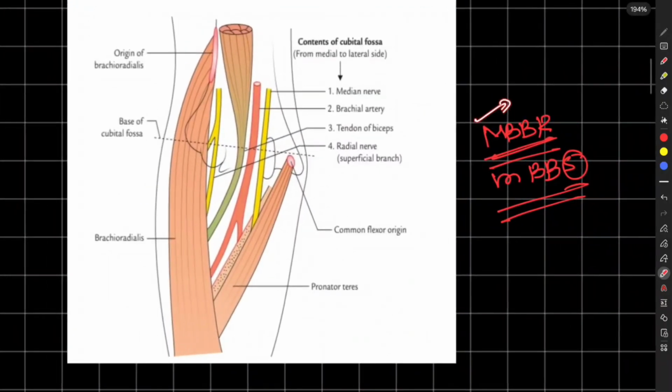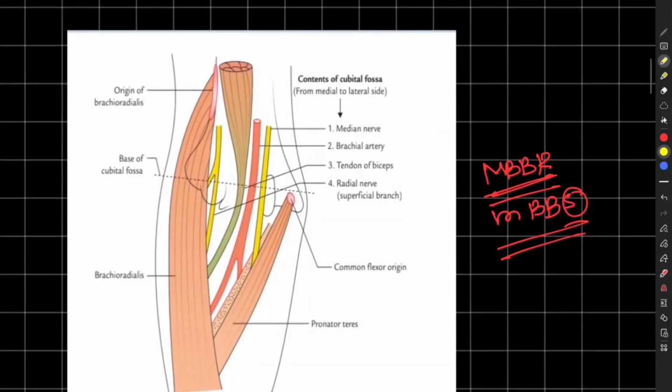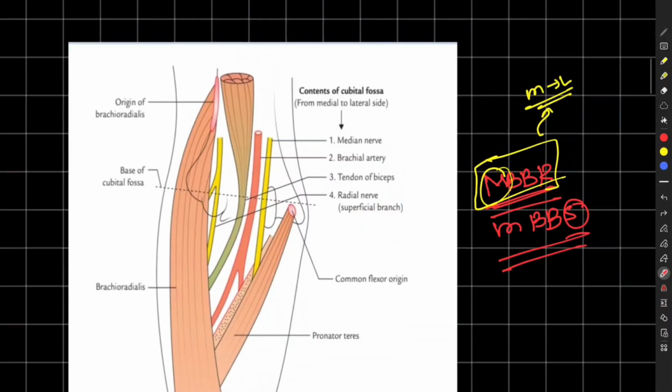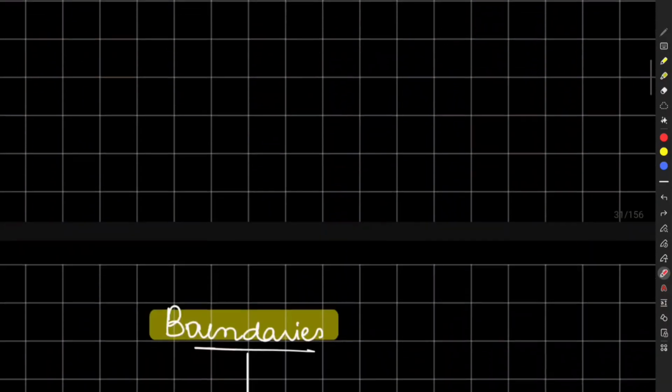So M. Now, as always, I will describe the contents. Are we talking from the lateral to the medial side or medial to the lateral side? For the cubital fossa, the MBBS is medial to lateral side. So the M stands for the median nerve, B for the brachial artery, the other B is for the tendon of the biceps brachii, and R is for the radial nerve. So these are the contents of the cubital fossa.